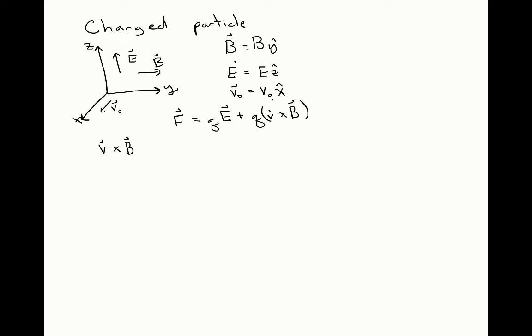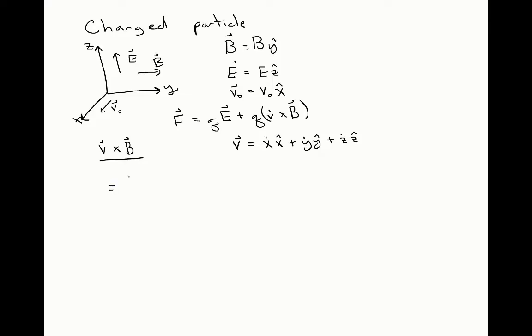Now, while v naught only has an x component, in general, v could have x, y, and z components. So the general way to write your velocity is that the x component is x dot, the y component is y dot, and the z component is z dot. Okay, so using this information, go ahead and calculate v cross B. I know you may be a little rusty, but hopefully it'll come back. Alright, take a minute, try that out.